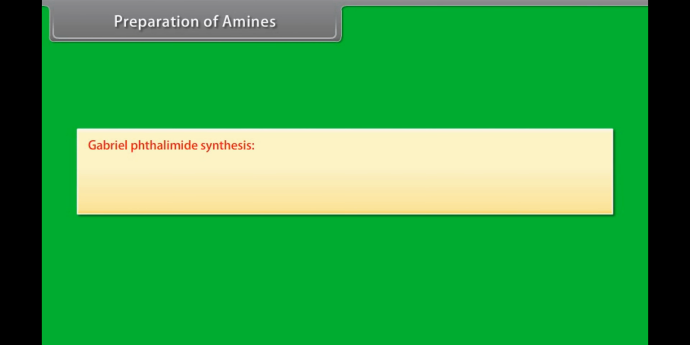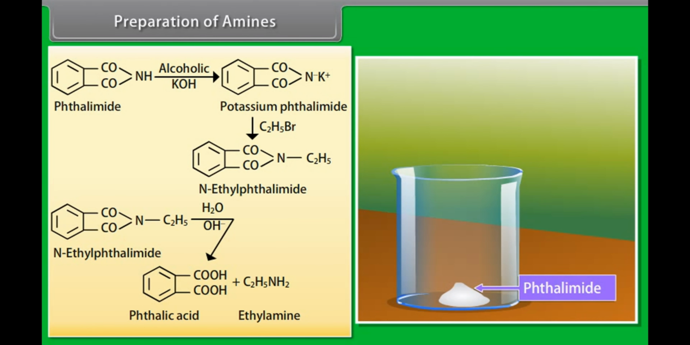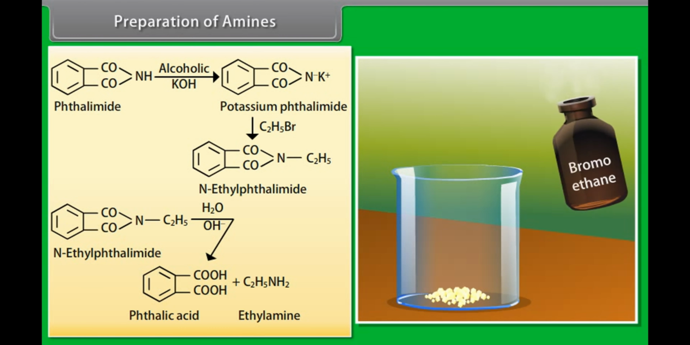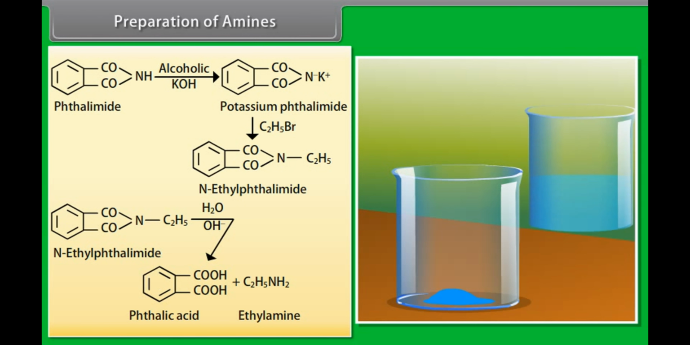Preparation of amines. Gabriel phthalimide synthesis. In this process, phthalimide is reacted with alcoholic KOH to get potassium phthalimide, which reacts with alkyl halide to form N-alkyl phthalimide, which on basic hydrolysis gives primary amine and phthalic acid. For example, potassium phthalimide reacts with bromoethane to form N-ethyl phthalimide, which on basic hydrolysis gives ethylamine and phthalic acid.